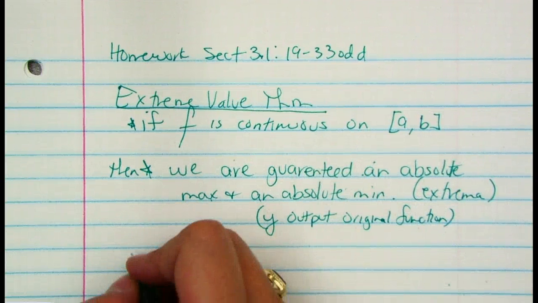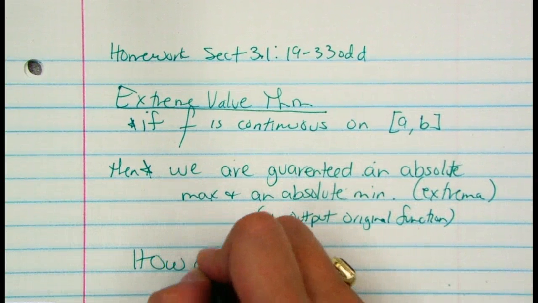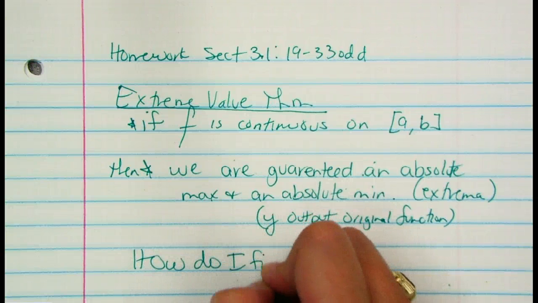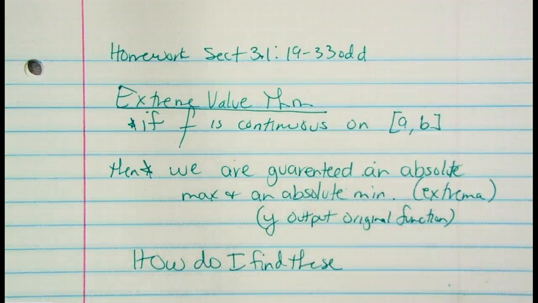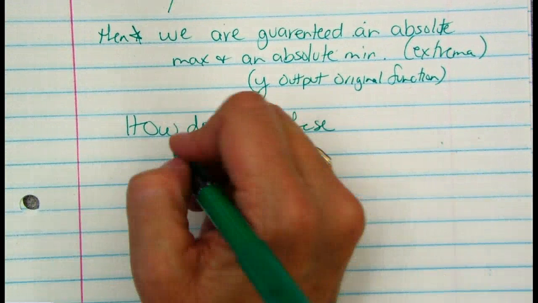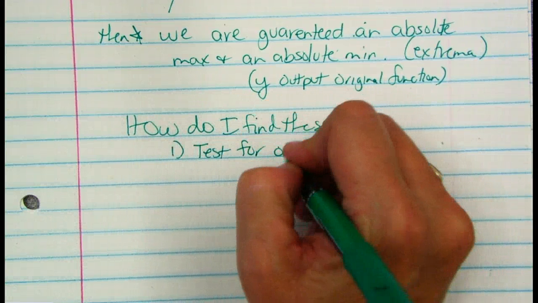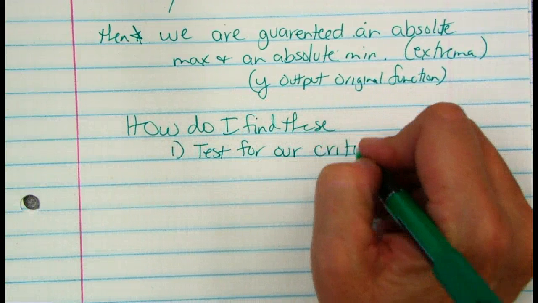All right, so then my next question would be, how do I find these? How do I find these guaranteed absolute max and absolute mins? Well, we test for our critical numbers.